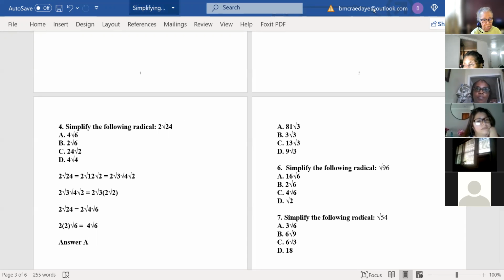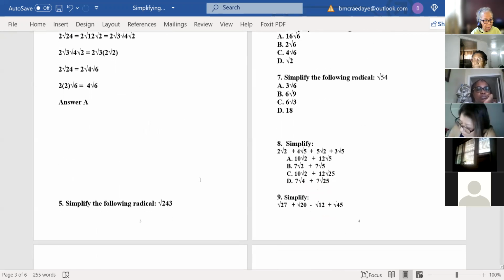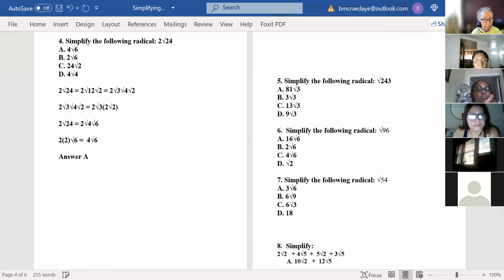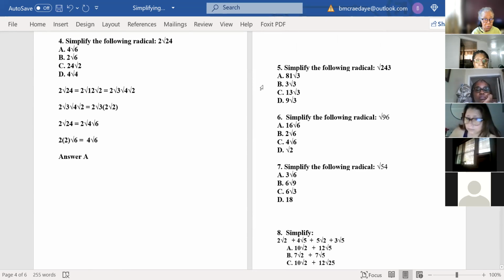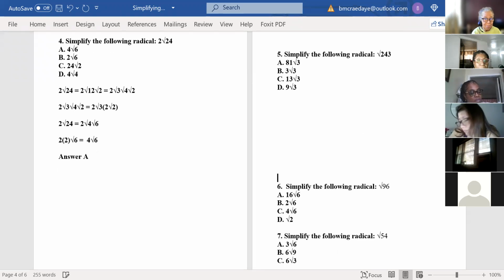Okay, let's look at number 5. Okay, Maureen, number 5. Here's the radical, square root of 243. Now your answers have some hints, right? What are 2 factors, Maureen, of square root of 243?